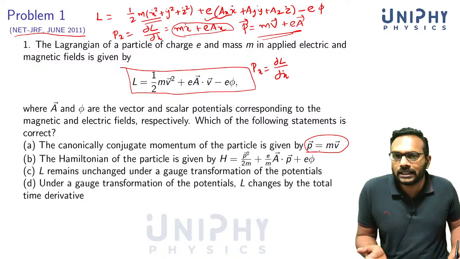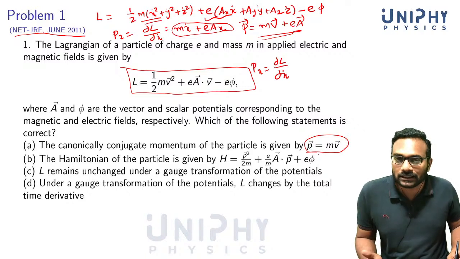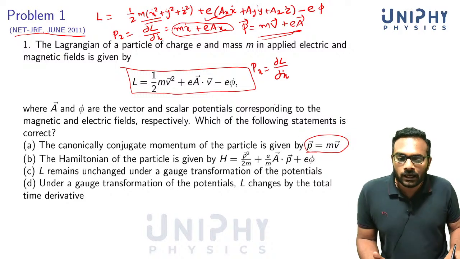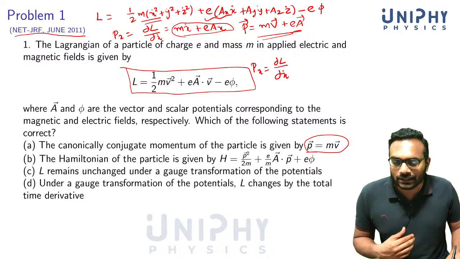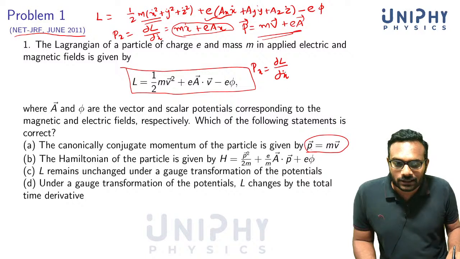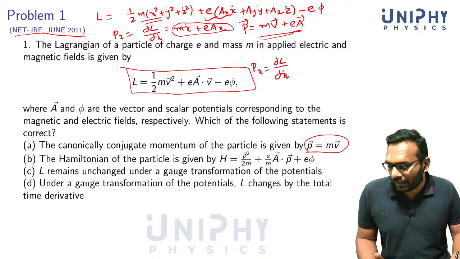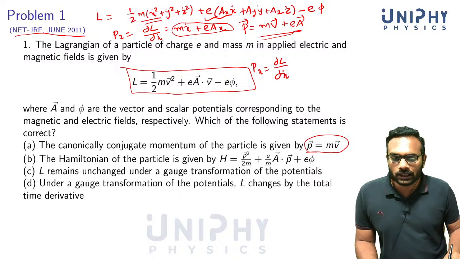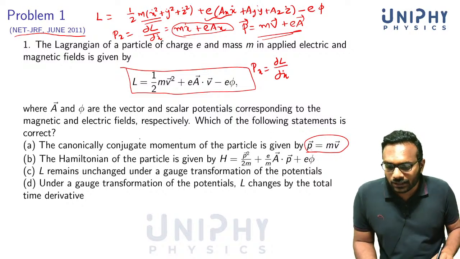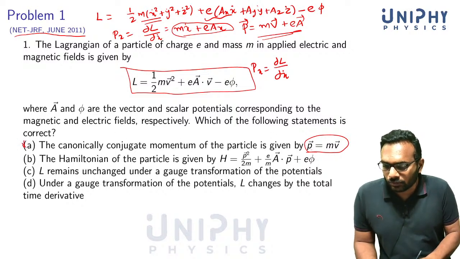For a velocity independent potential, it would be P equal to mv vector in some cases, for a free particle for example, but for a velocity dependent potential like this, it is P is equal to mv vector plus E A vector. Okay, all right. So that's not the correct answer. We can exclude that from our options.